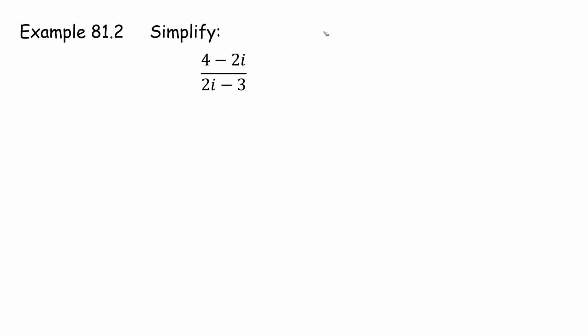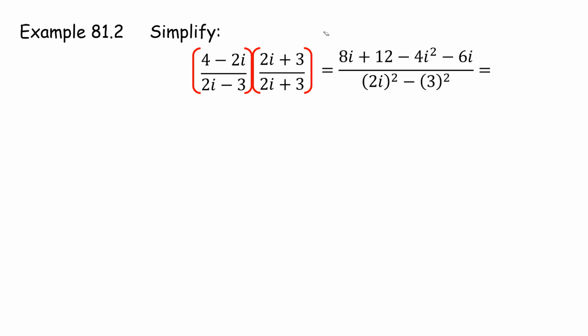Okay, let's run through it. We're going to multiply the top and the bottom of this fraction by the conjugate of the denominator. The denominator is 2i minus 3, so we're going to be multiplying it by 2i plus 3 over 2i plus 3. So for the numerator, when you FOIL that out, you're going to have 4 times 2i here, and you're going to get 8i. And then 4 times 3 is going to give you 12.